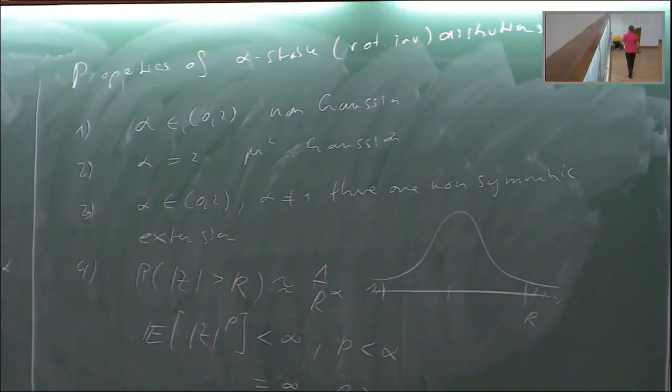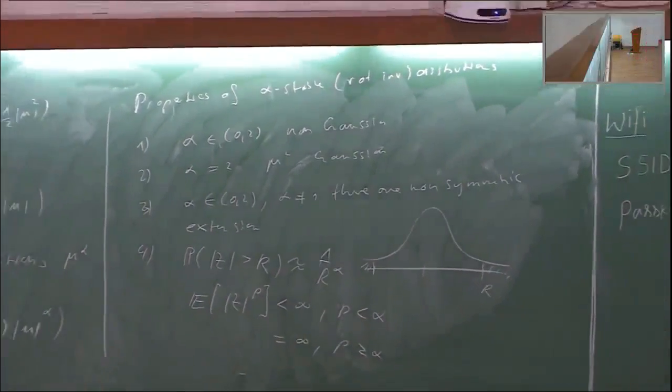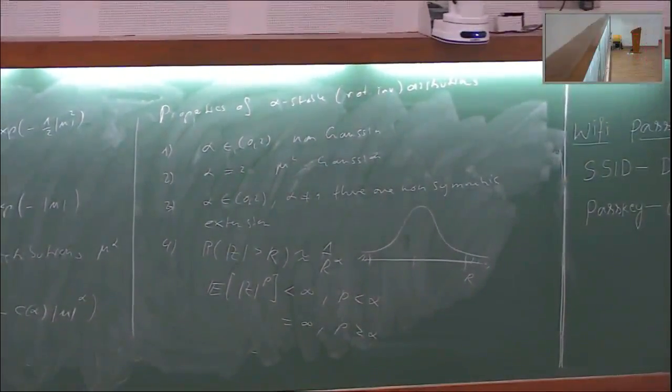Okay, so this is a class of distributions which is revealed via the Lévy-Khinchin formula, but which is not easy to write down explicitly, so you don't start with it in the first place.